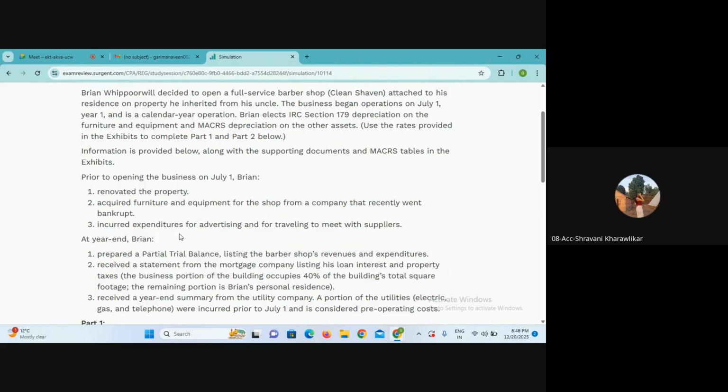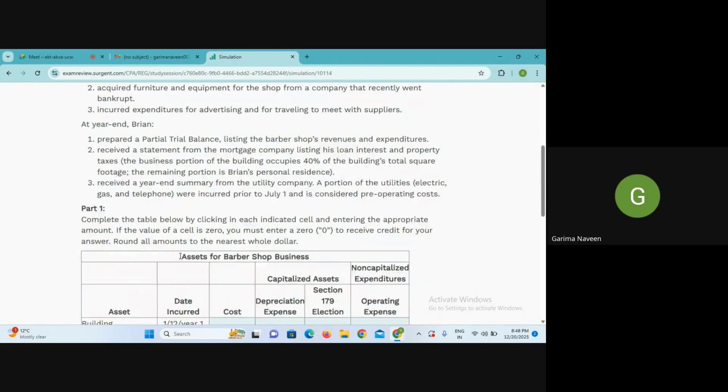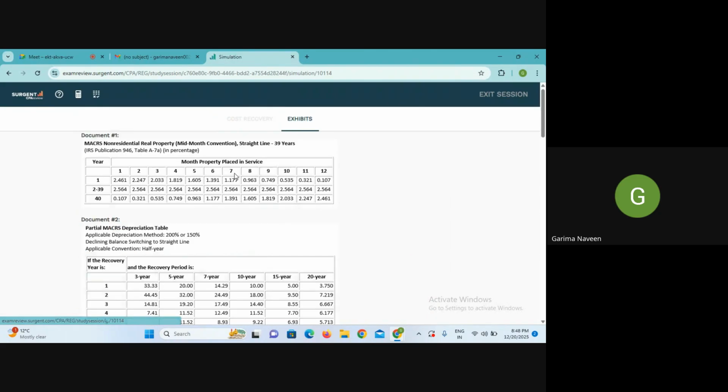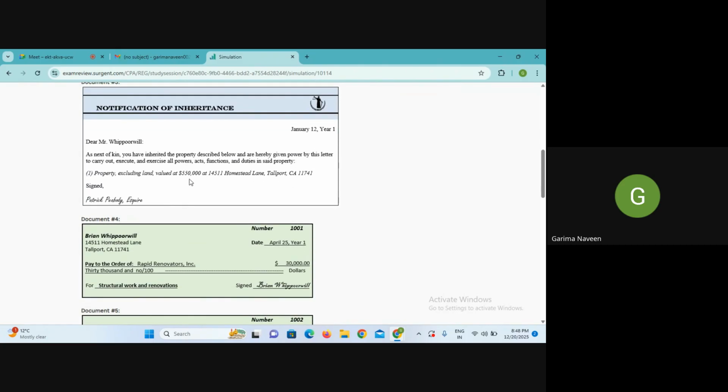Yes, ma'am. We can start. Okay, so first of all, building is given. So you have to put the cost of building from this exhibit. As the next of kin, you have inherited the property below and are hereby given power by this letter to carry out, execute, and exercise all power, act, function, and duties in said property. Property excluding land valued at $550,000.